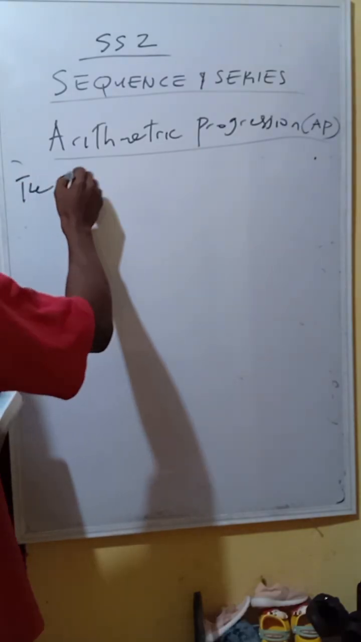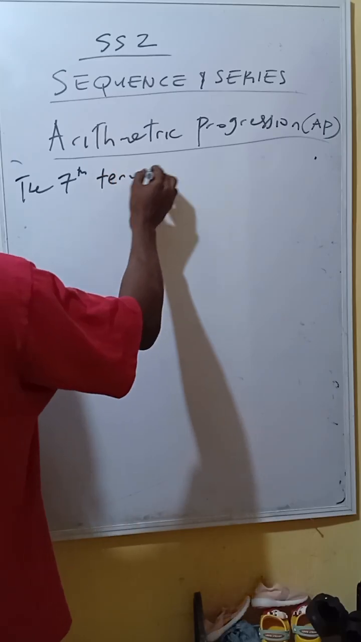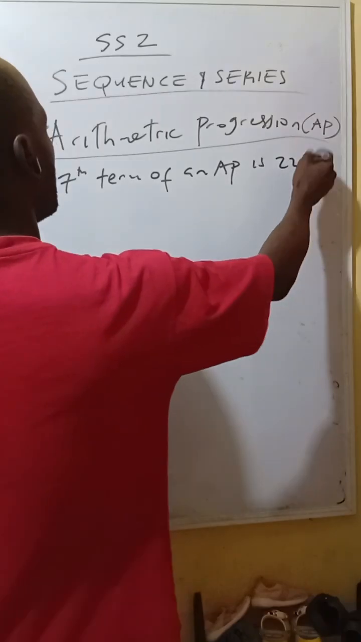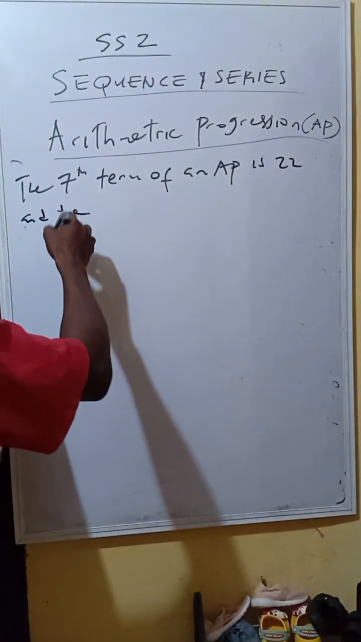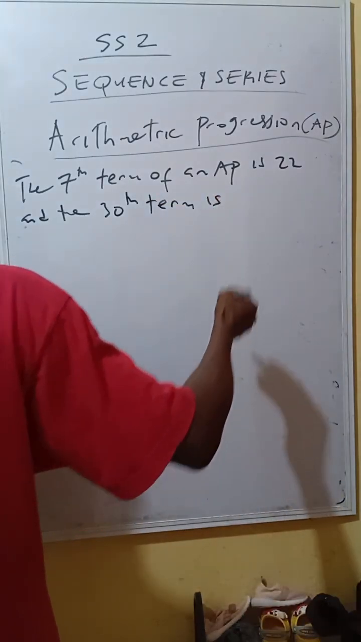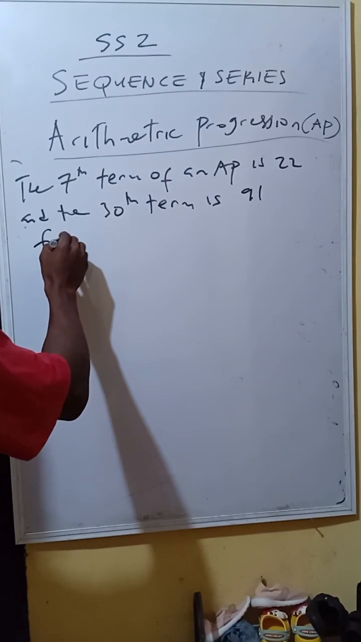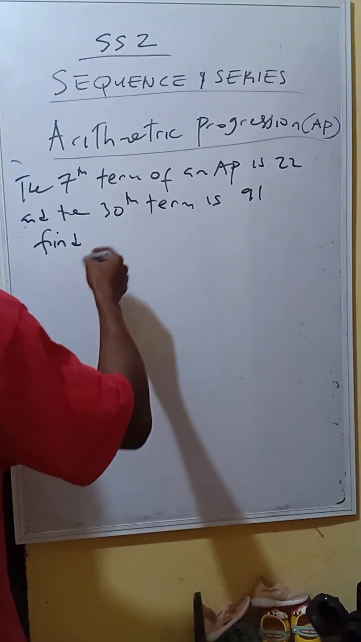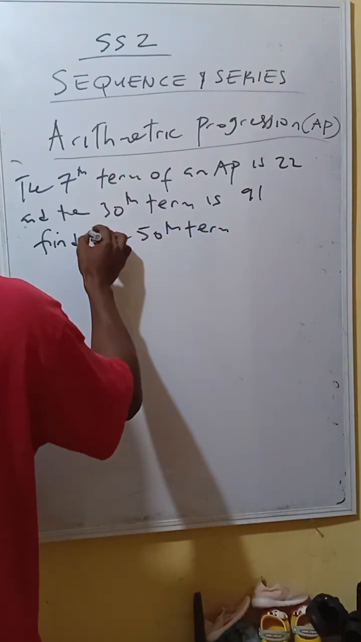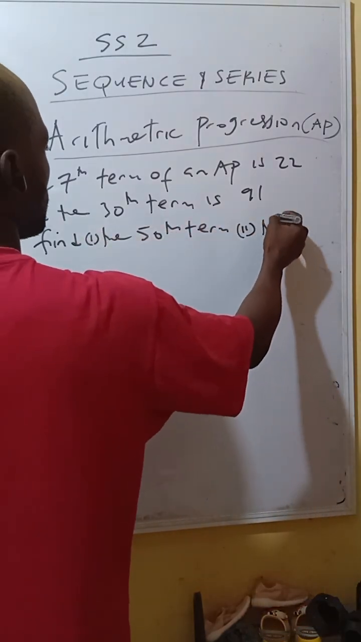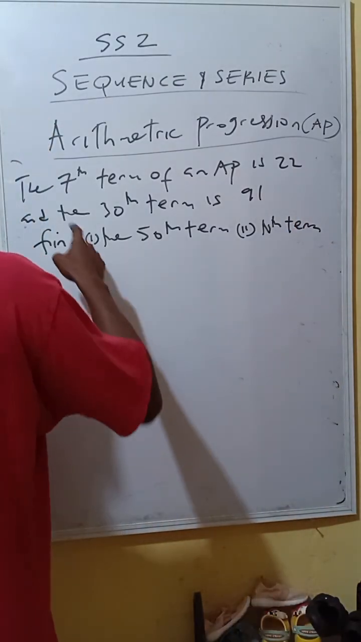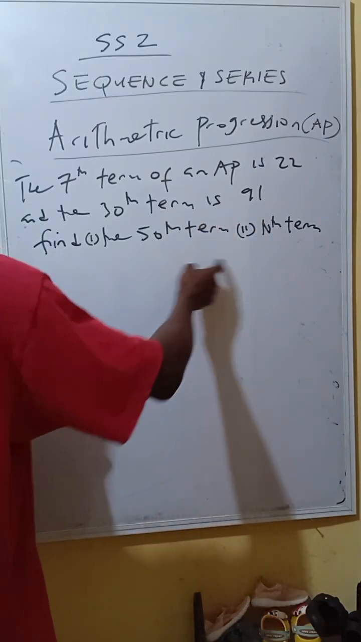The seventh term of an AP is 22, and the 30th term is 91. Find the 50th term and the nth term. So look at this. The seventh term of an AP is 22 and the 30th term is 91. You have to find the 50th term and the nth term.